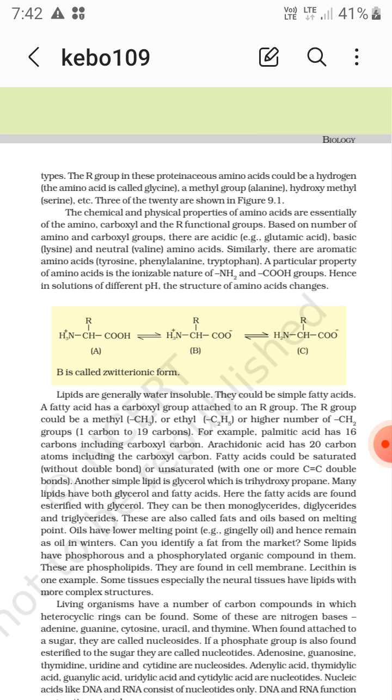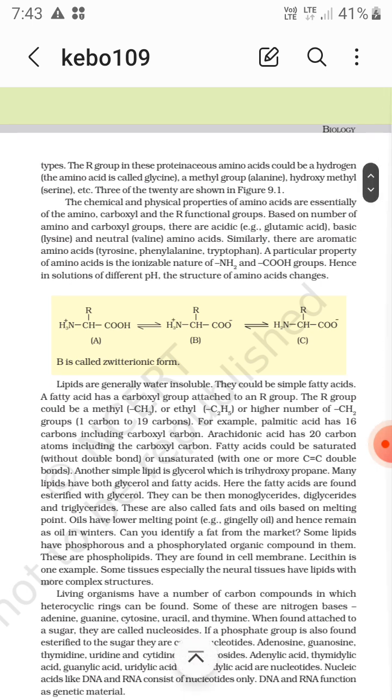The chemical and physical properties of amino acids are essentially those of the amino, carboxyl, and the R functional groups. Based on the number of amino and carboxyl groups, there are acidic, that is glutamic acid, and basic, that is lysine, and neutral, that is valine amino acids. Similarly, there are aromatic amino acids: tyrosine, phenylalanine, and tryptophan.